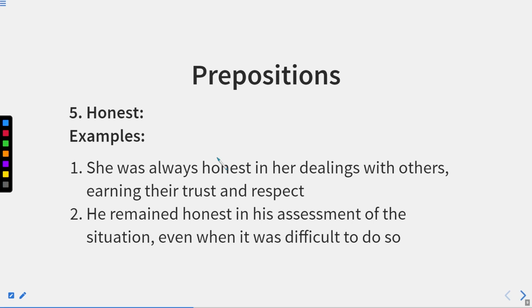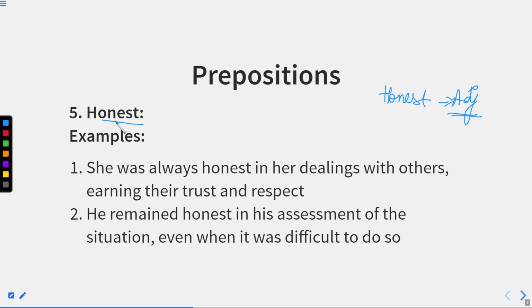Now, the word is honest. If a person is honest, it means he does not tell a lie. Now, honest is basically an adjective, the part of speech is adjective. For example, if I say he's honest, it means he doesn't tell a lie, or he has not cheated anyone, or he doesn't cheat anyone. So that person is honest.